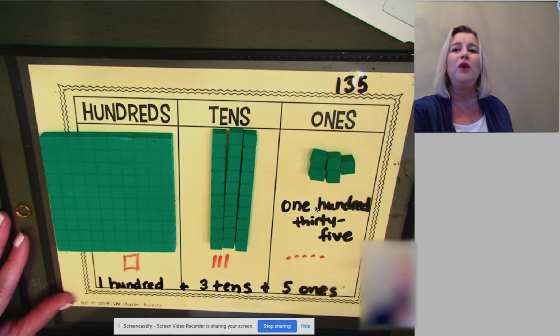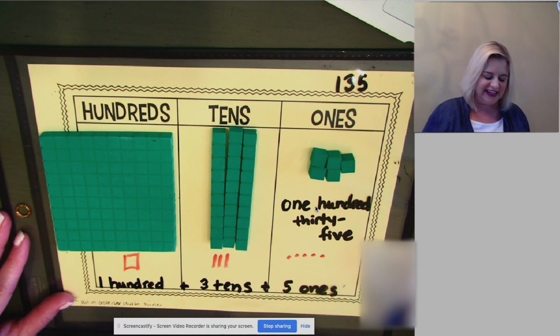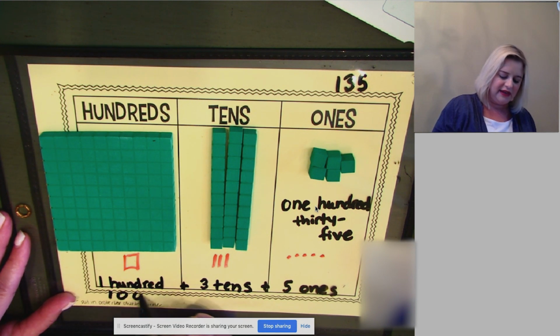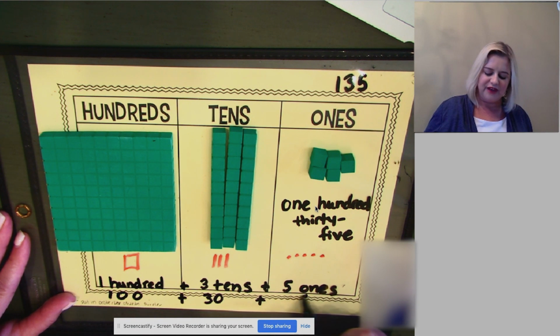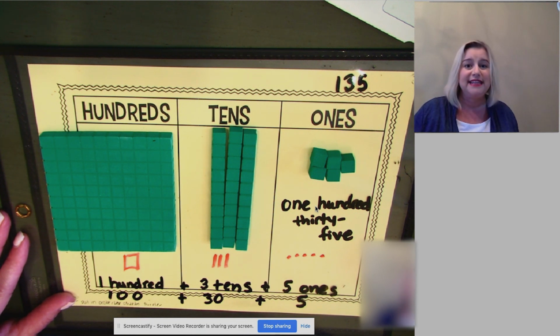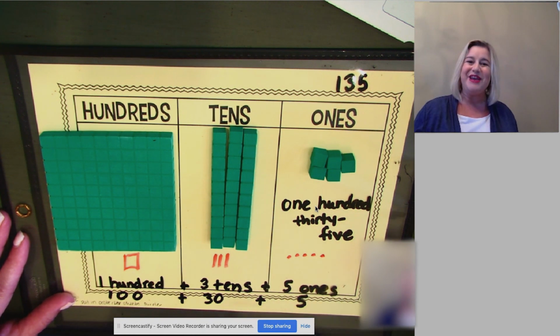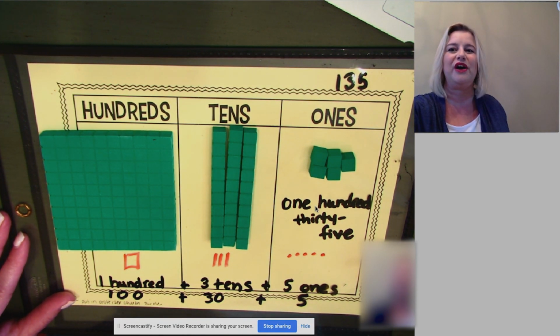Now, there's one more way that we can show our model with numbers. Can you think of it? Exactly. 100 plus 30 plus 5. Way to go. Remember what your goal is today is representing a 3-digit number on your place value mat. I think you're doing an awesome job.